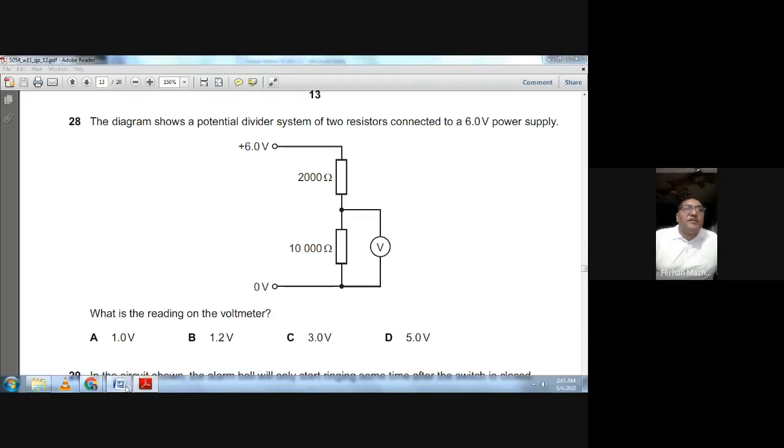I have done this on a paper. Let me show you my working. On your screen, you can see V out is equal to R2 divided by R1 plus R2 multiplied by the voltage of the battery, equals R2 is 10,000 divided by 10,000 plus 2,000 multiplied by the voltage of the battery, which is 6. So it will be 10,000 divided by 12,000 multiplied by 6. And the answer will be 5 volt. So D is the option.